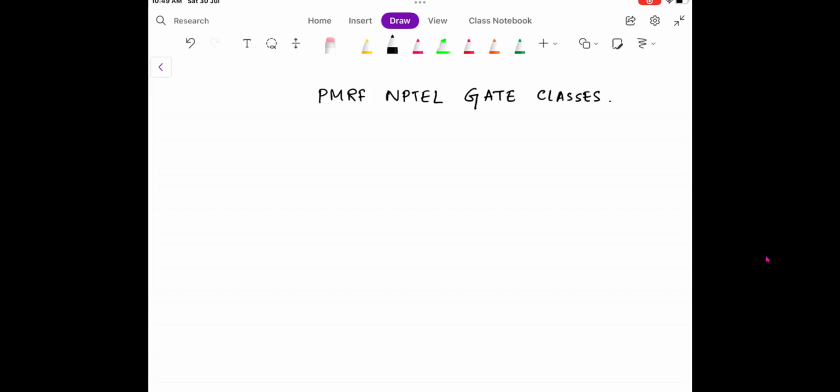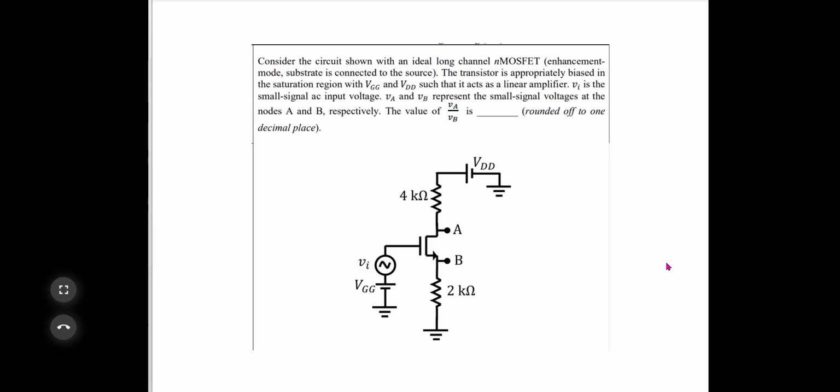Today I am going to start with one question that came in GATE 2022 EC paper. We will go through the question. It is a very basic question, but we will look into the theory behind it so that we have a complete understanding of the topic that it relates to. So I am opening the question paper. So this is the question that we are going to see.